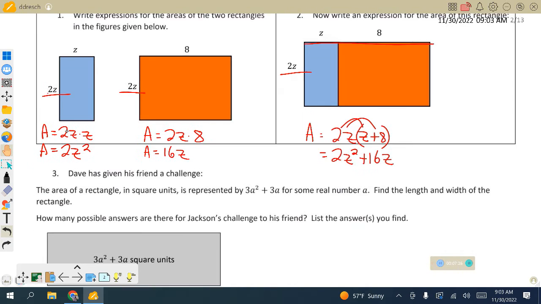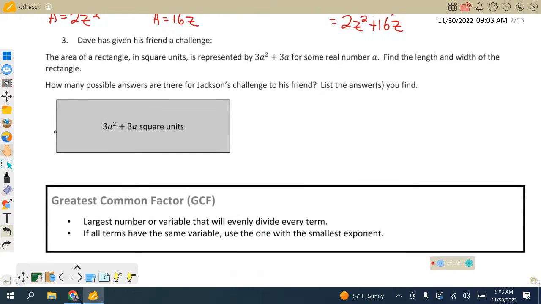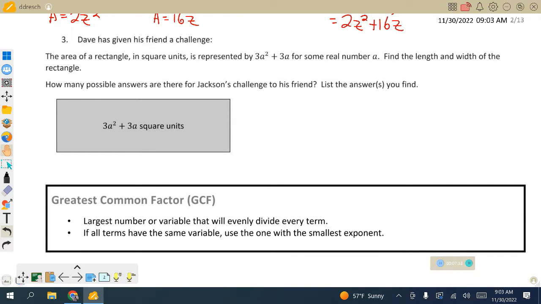Now, let's keep on here with talking about the GCF and really get into it. Right down here below, okay? The area of a rectangle is given by 3a squared plus 3a. We want to find the length and width of the rectangle, and then how many possible answers are there for that challenge? What's the answers you find? So what I'm trying to figure out is what are possible lengths and widths here that gets me a 3a squared plus 3a. So kind of think about up to the top there. What could I rewrite that, undo it, to get me a rectangle with a length and a width right there?